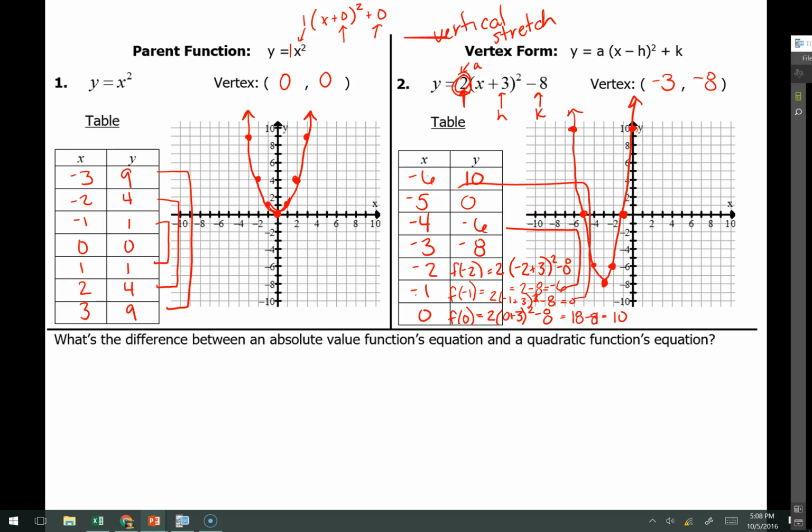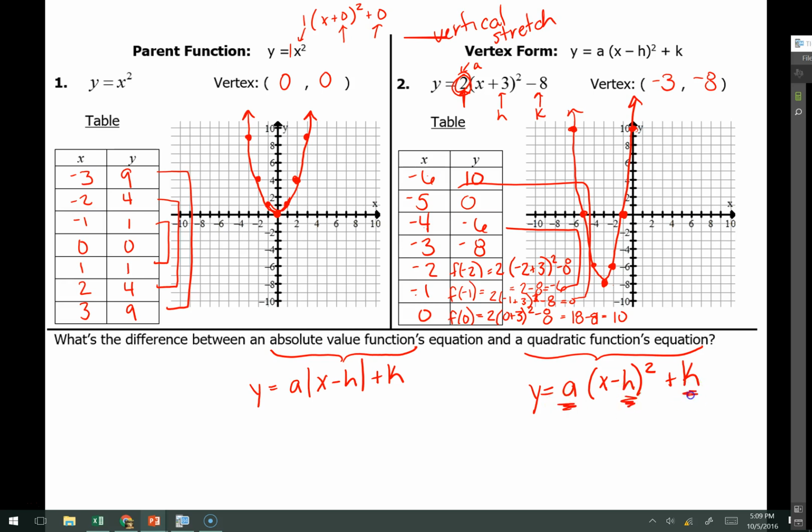Okay, so a couple of things to notice with absolute value functions versus quadratic functions. The general form for an absolute value function was y is equal to a times the absolute value of x minus h plus k. For a quadratic function, we still have y is equal to a, this time times (x minus h) quantity squared plus k. You still have a, h, and k, but this time instead of absolute value bars, you have that square. And that square is what's causing this U shape to form.